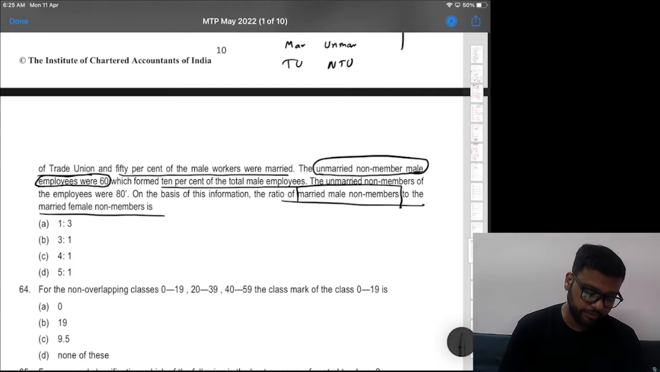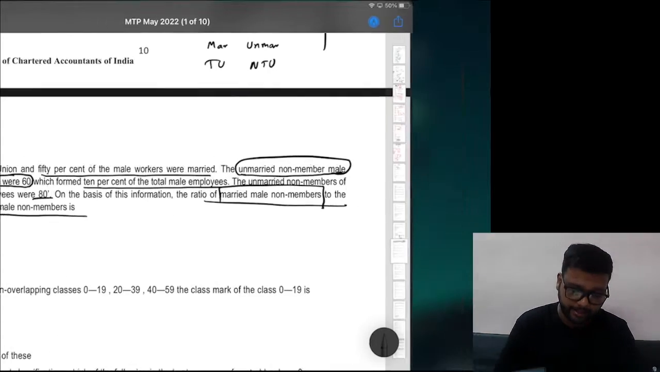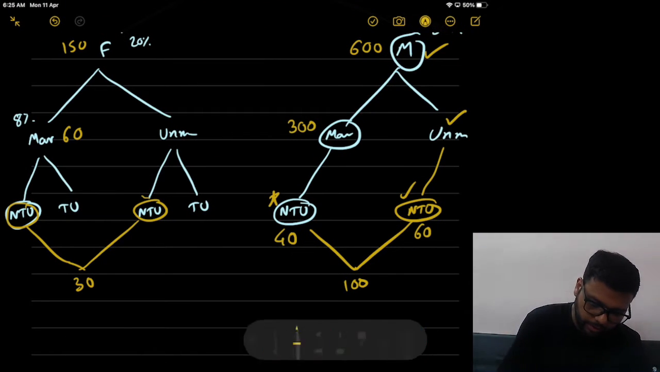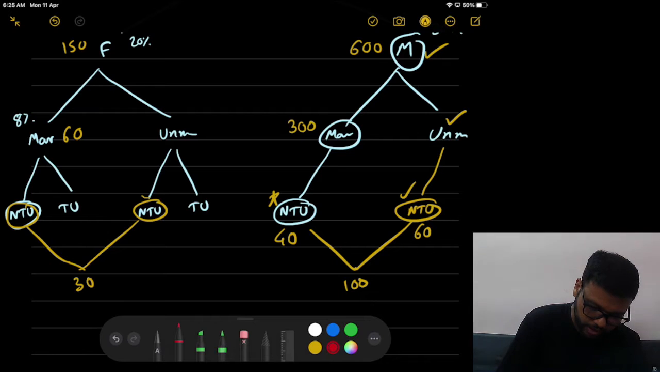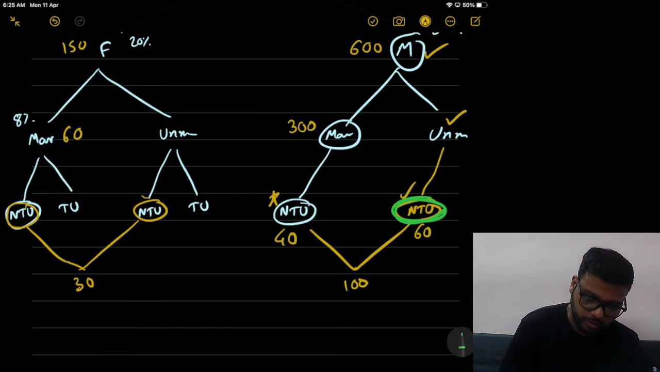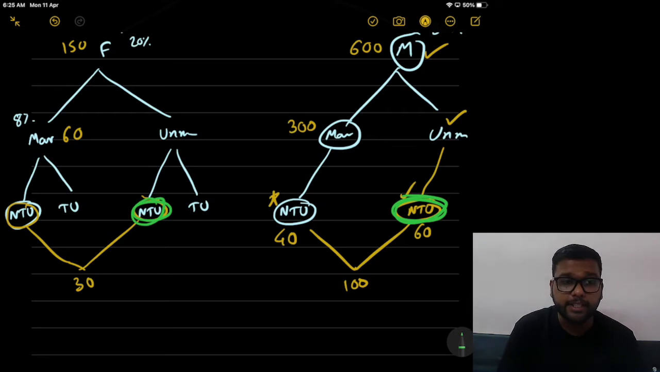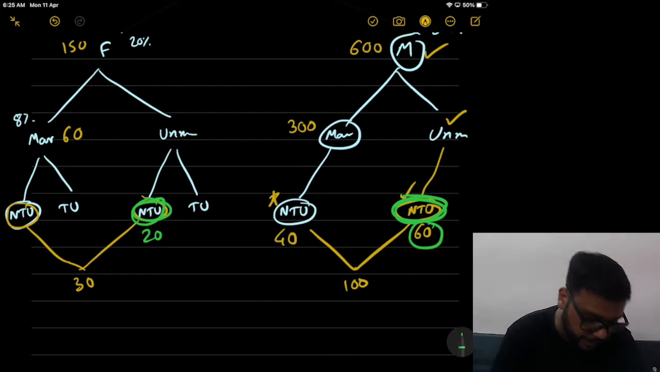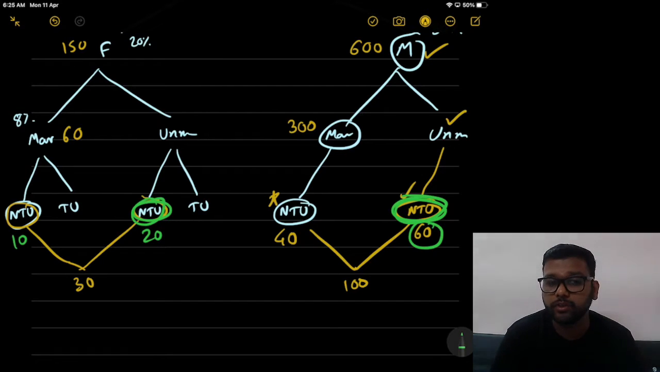Unmarried non-member employees in total were 80. Understand? Unmarried non-member. Now unmarried non-members means this also unmarried non-member, and female also unmarried non-member. They are saying total of this was 80. But if we know that this is 60, then that means this is 20. If this is 20, that means this is 10, because we know that total was 30.